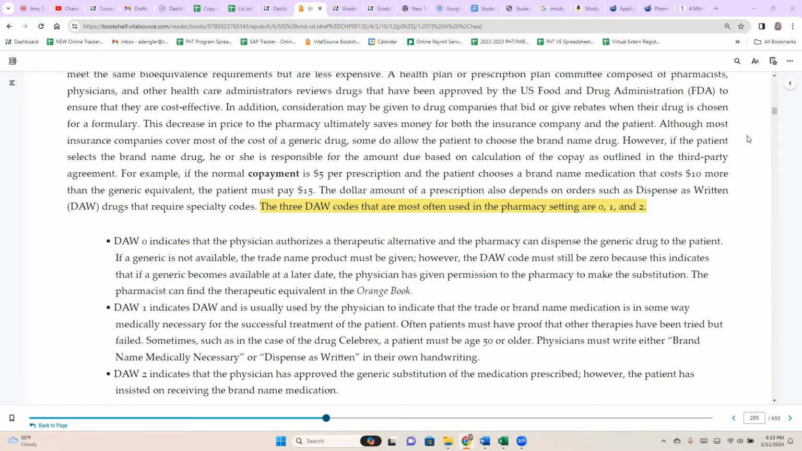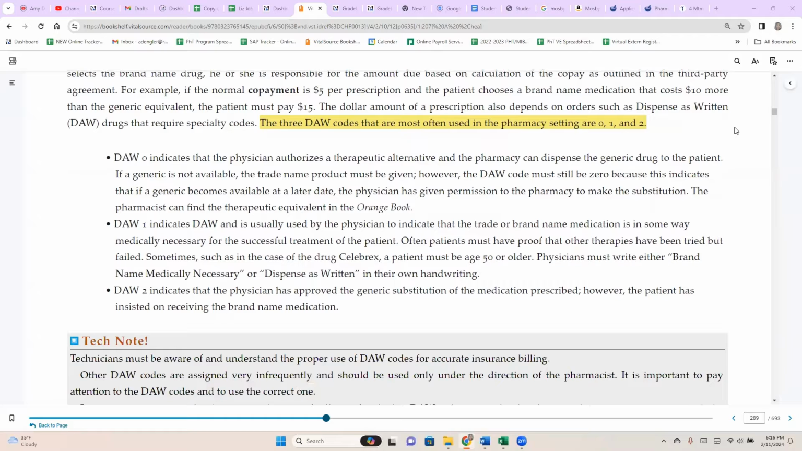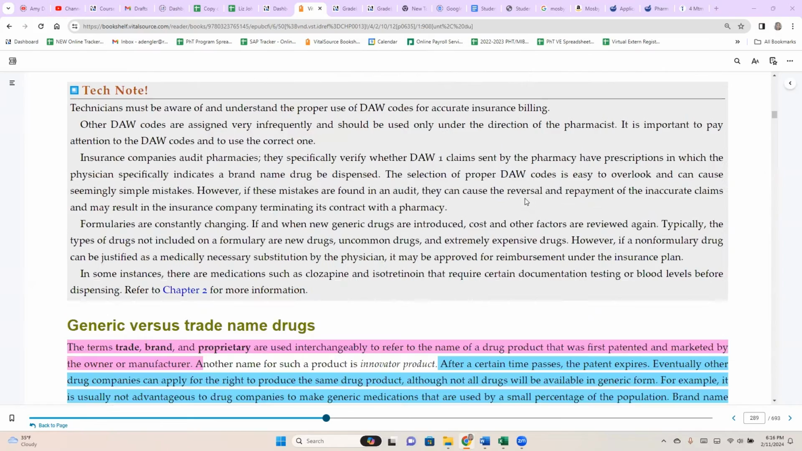Often patients must have proof that other therapies have been tried but failed. Sometimes, such as in the case of the drug Celebrex, a patient must be 50 or older. Physicians must write either "brand name medically necessary" or "dispense as written" in their own handwriting. DAW 2 indicates that the physician has approved the generic substitution of the medication prescribed. However, the patient has insisted on receiving the brand name medication.